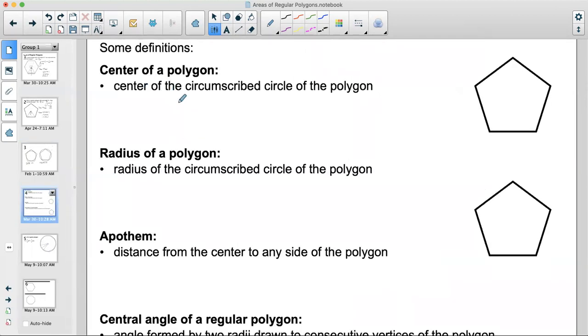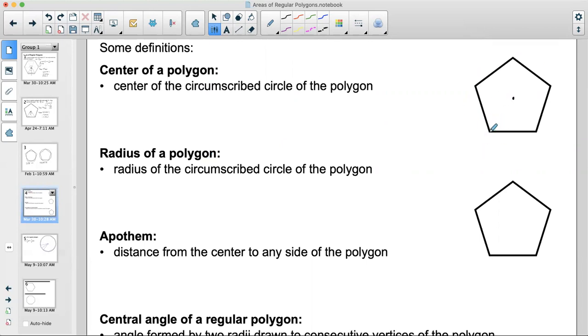If I talk about the center of a polygon, it's maybe not so obvious what I mean by the center. What I mean is, if you draw the circle on the outside, which is called the circumscribed circle, it's the center of that circle. And it's usually right where you'd expect it to be, right in the middle. The radius of a polygon is the radius of that circumscribed circle.